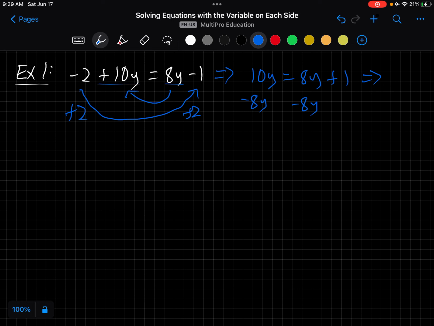Alright, so we're going to subtract 8y from each side. And that's going to be 2y is equal to 1. Now let's divide each side by 2. So then y is equal to 1/2. Alright, let's plug in this for y to see if this makes sense.